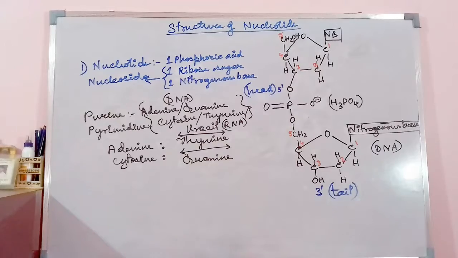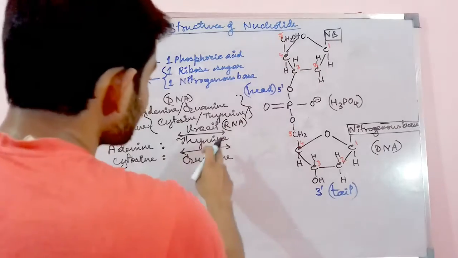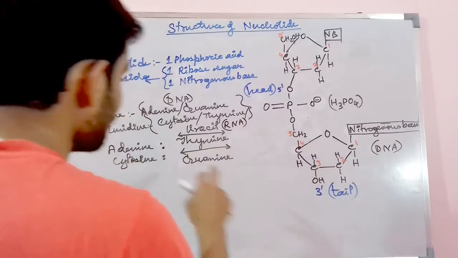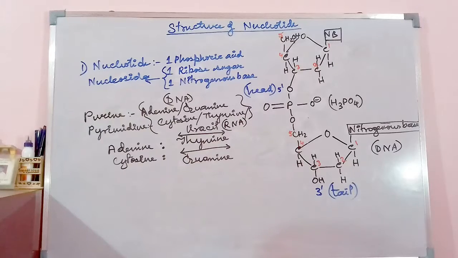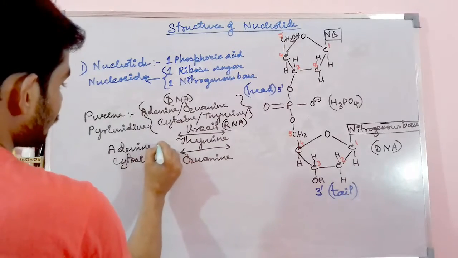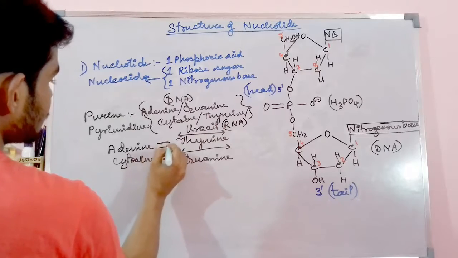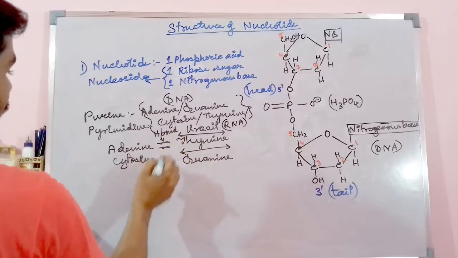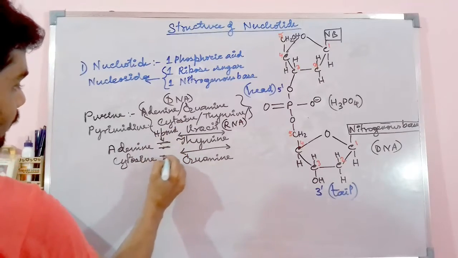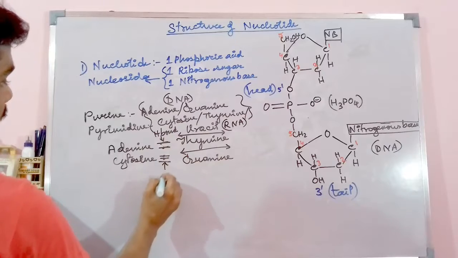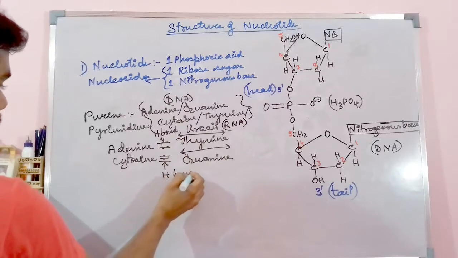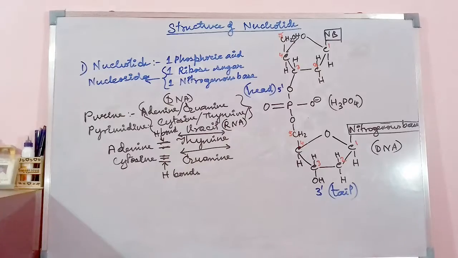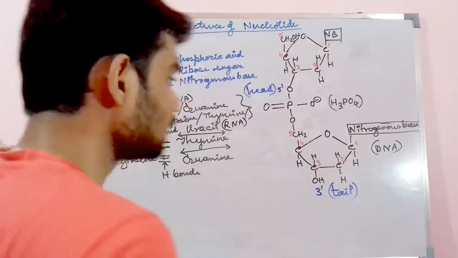Okay. Now this adenine nitrogenous base forms two hydrogen bonds with the thymine structure. Here in this bond formation there are two hydrogen bonds, H bonds, okay. And between cytosine and guanine there are three H bonds. So adenine is forming two bonds with the thymine and cytosine is forming three hydrogen bonds with the guanine.